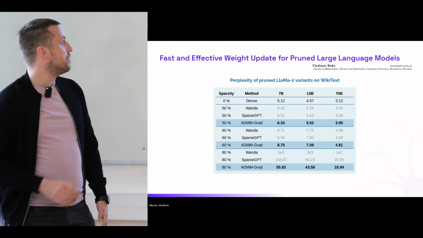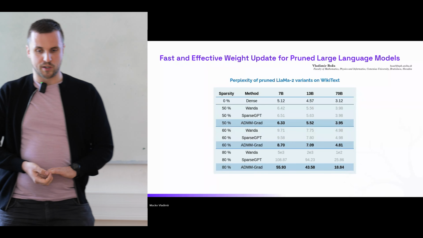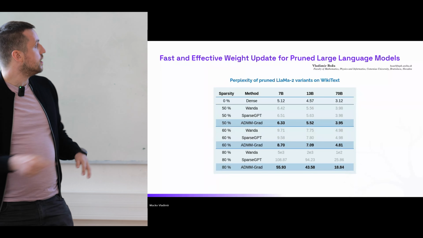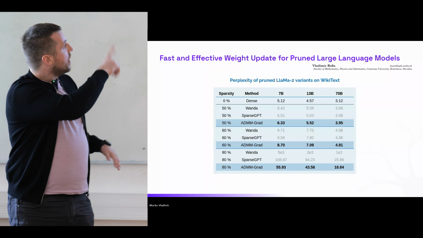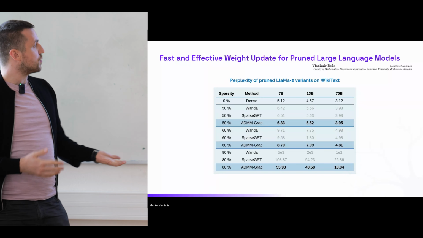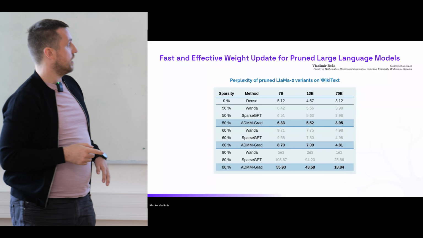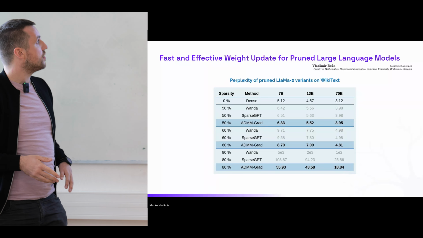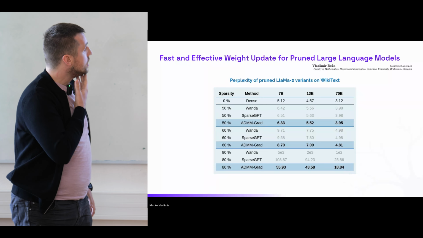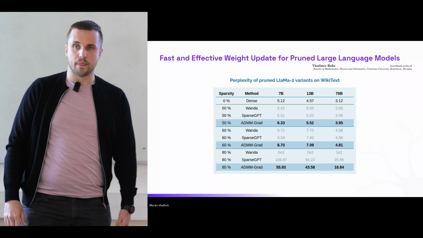If you close your eyes now, you can open them. And the question is, how well does this work? So at this table, we have some results. On the left, we see different levels of sparsity, so how much stuff we removed from the network. And on the top, we see the different sizes of the models, so Llama 7B, 13B, and 70B. And we are looking at perplexity on the Wikitext dataset.